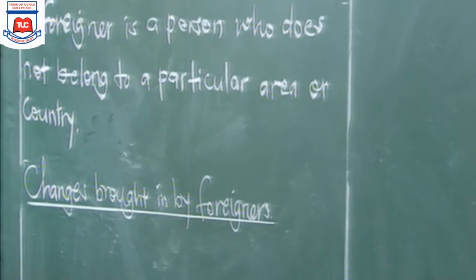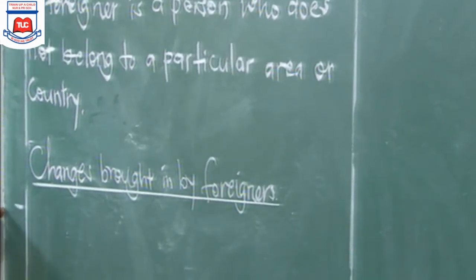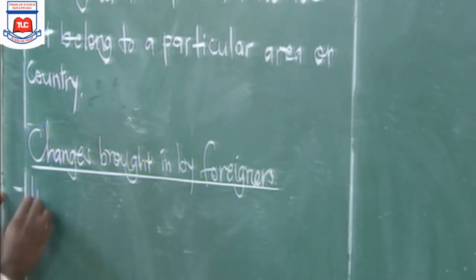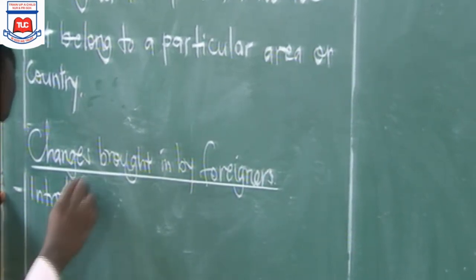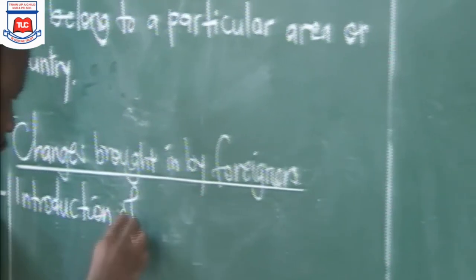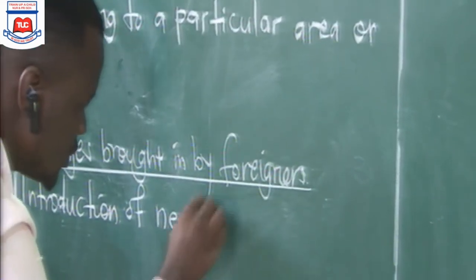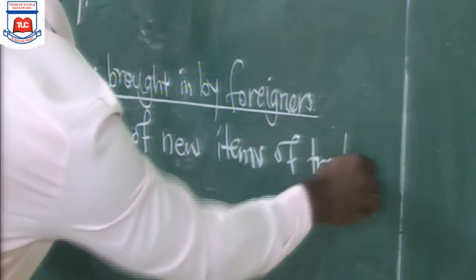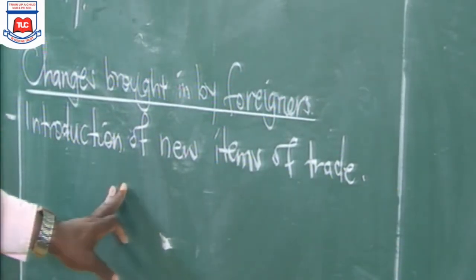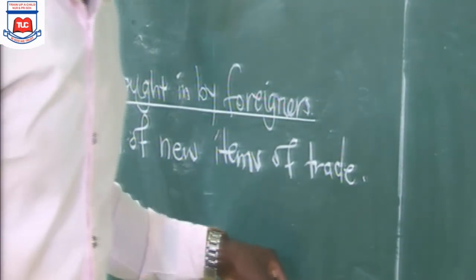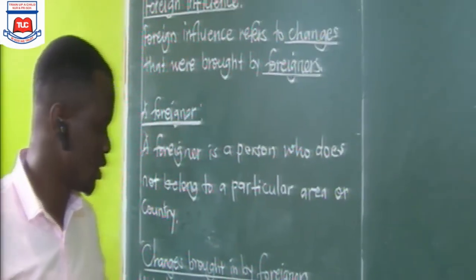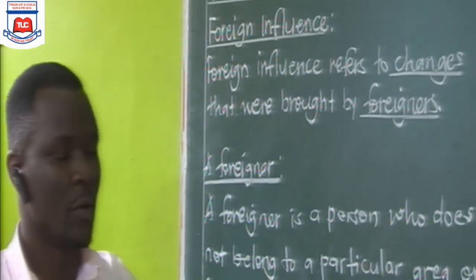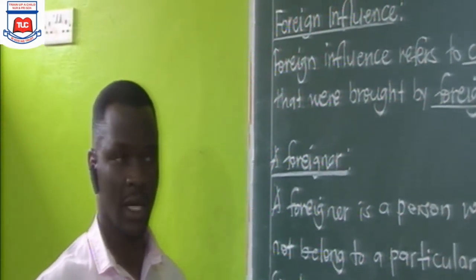So, number one, we shall be saying foreigners introduced, so we shall be cutting it short by saying introduction of new items of trade. For example, when we come to look at the groups of foreigners, we shall be having the foreign group that we call the traders. So because of those ones, we had new items of trade coming into Africa.